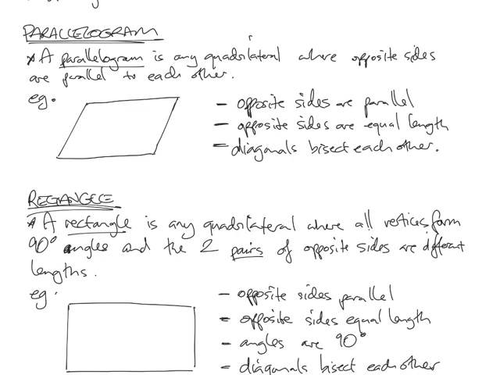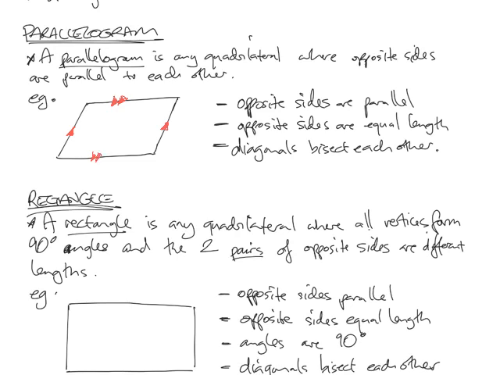So the first one is a parallelogram. A parallelogram is any quadrilateral where the opposite sides are parallel to each other. So that's a polygon, and this is only one example. There's very many different kinds of parallelograms where the opposite sides are parallel. So to indicate that, this side is opposite to this one, and they must be parallel. The other 2 remaining sides are opposite to each other, and they're parallel to each other too.